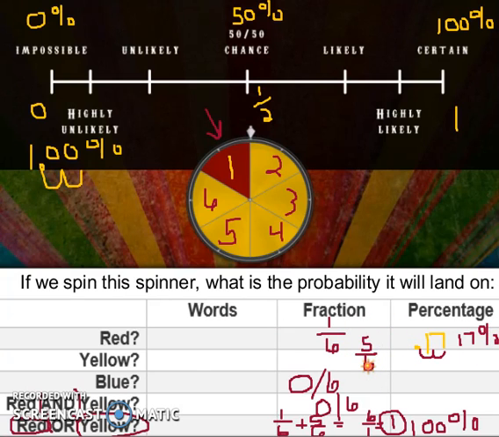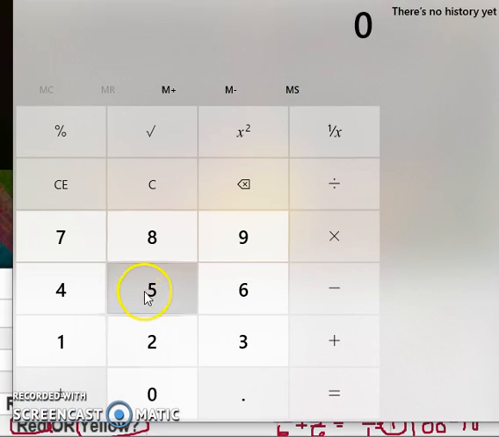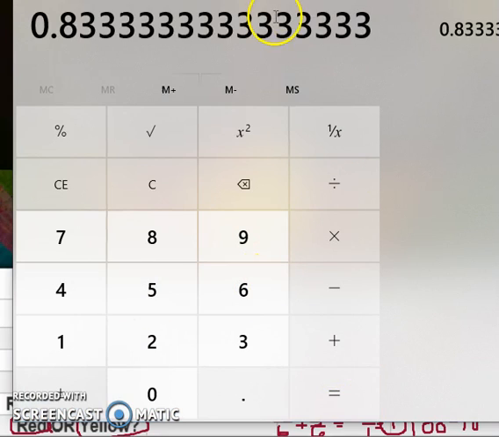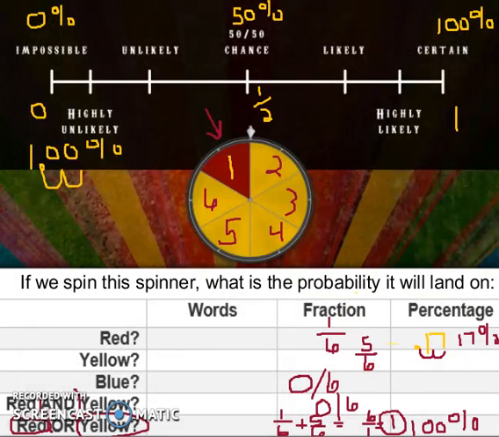All right, 5 divided by 6 gives me 0.83. When I move that decimal point over 2 places, I get 83%. Of course, 0 divided by 6 would be 0 and 0%. And then same thing with red and yellow. 0 divided by 6 is 0. Sorry, this is a little tight.